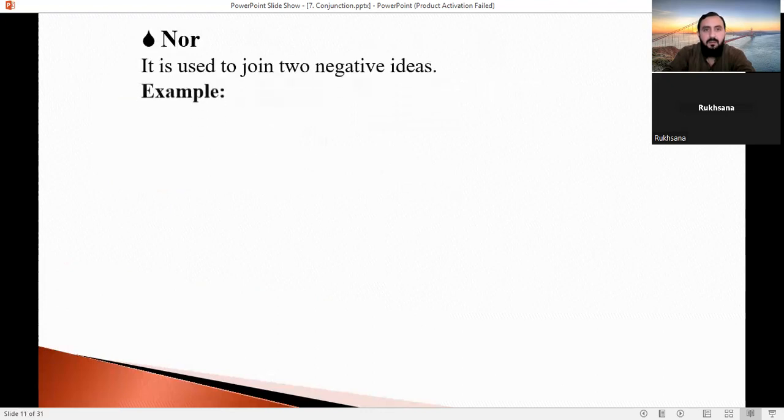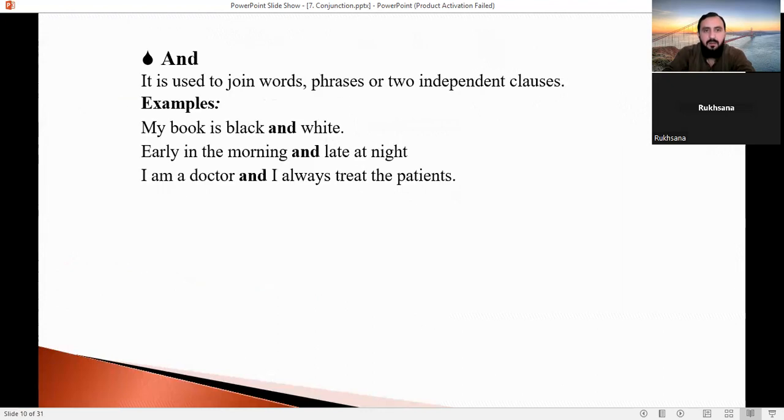Sir, what is the difference between phrase, clause, and sentence? I will answer in the end of the lecture. Okay, remember, a phrase does not have a subject or verb. Early in the morning doesn't have a subject. Late at night doesn't have a subject.